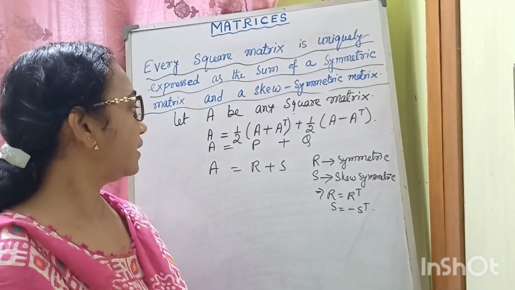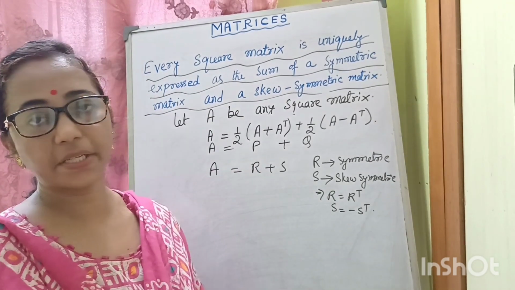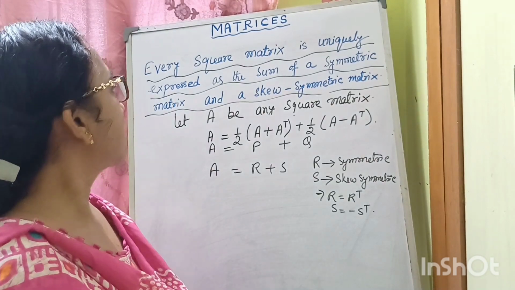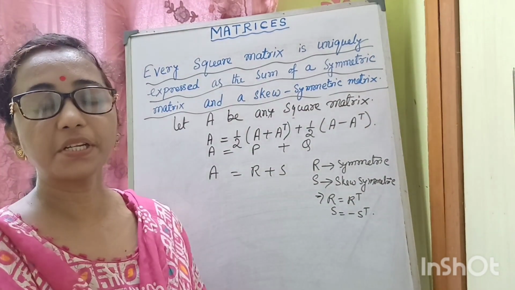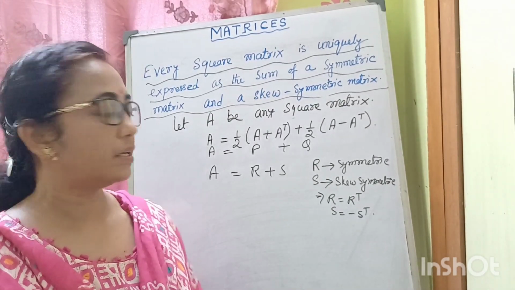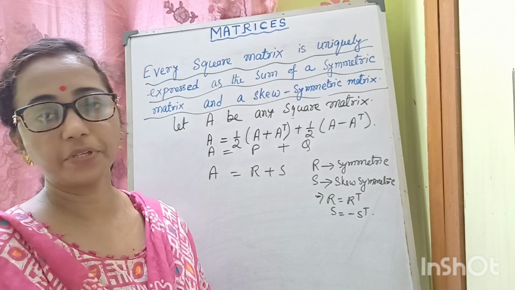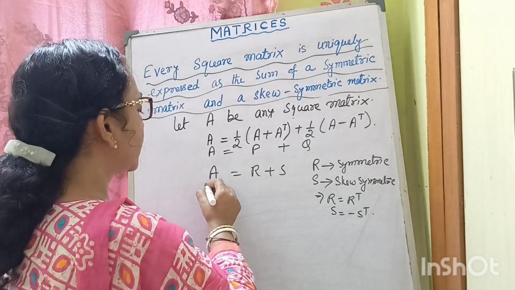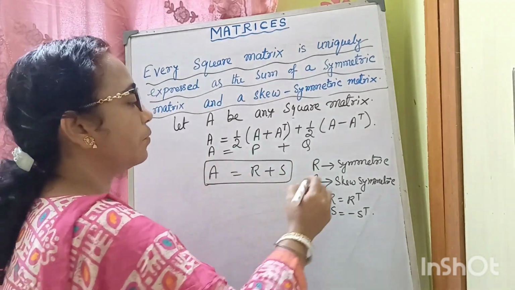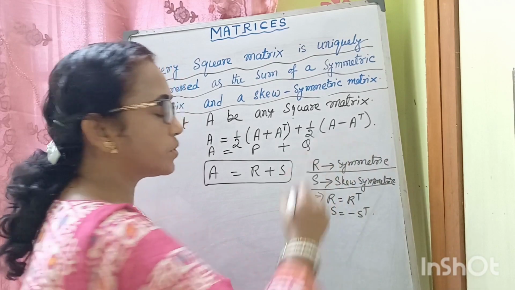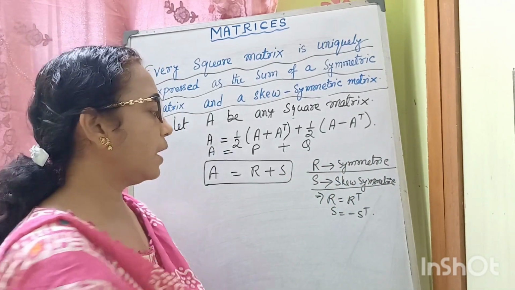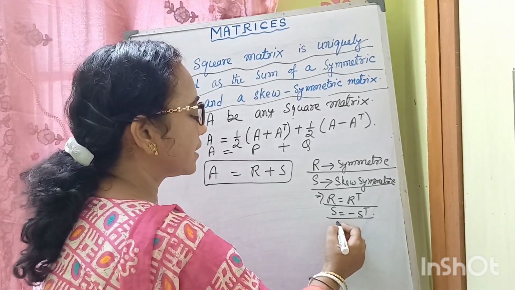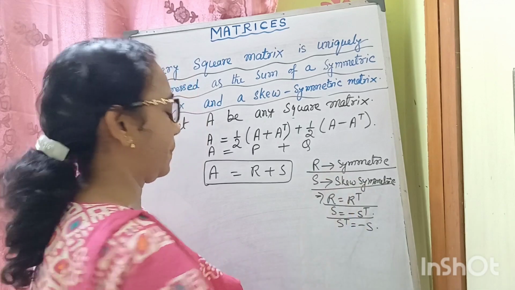Now we have seen that the square matrix A is represented as a sum of a symmetric and a skew-symmetric matrix. But in this question there is another important part: this representation is unique. So let us assume that the representation is not unique. We consider another representation, A is equal to R plus S, where R is a symmetric matrix and S is a skew-symmetric matrix. So by property, R is equal to R transpose and S transpose is equal to minus S.